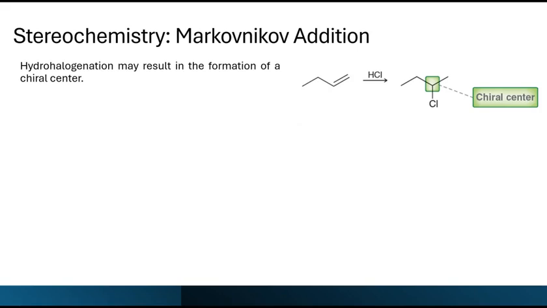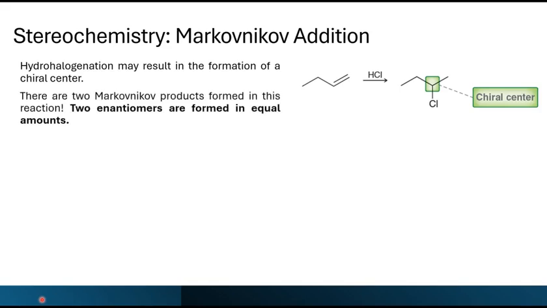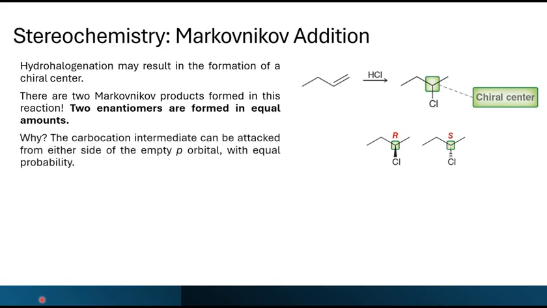Stereochemistry, Markovnikov addition. Hydrohalogenation may result in the formation of a chiral center. For example, consider the addition of HCl across 1-butene. We'll see that on carbon number 2, we have a chiral center now that forms in 2-chlorobutane. There are going to be two Markovnikov products that form in this reaction. The two enantiomers are formed in equal amounts. We're going to get both the R and the S enantiomers.